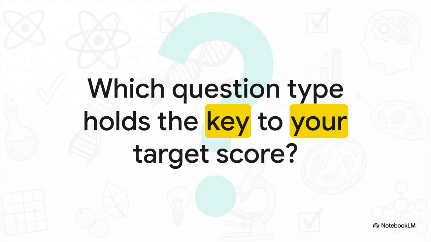And there you have it. The code has been cracked. You now know exactly how your AP Biology score is calculated. So the real question is, how are you going to use this knowledge? Looking at your own strengths and weaknesses, which part of the test, the MCQ or the FRQ, is going to be your key to unlocking that target score?